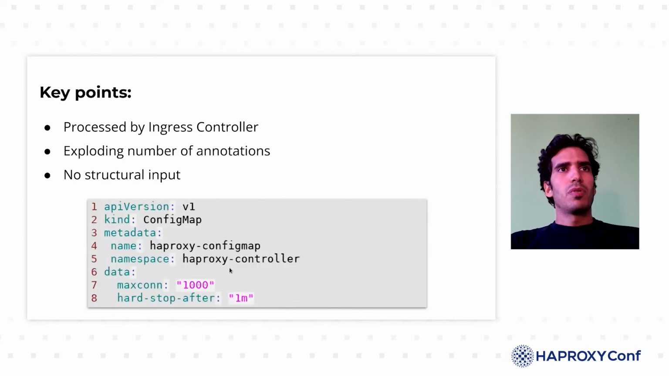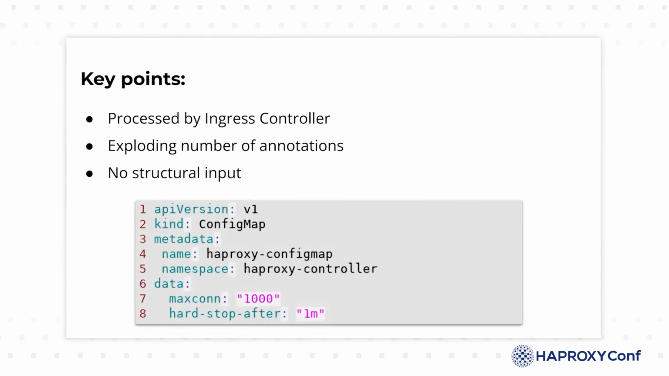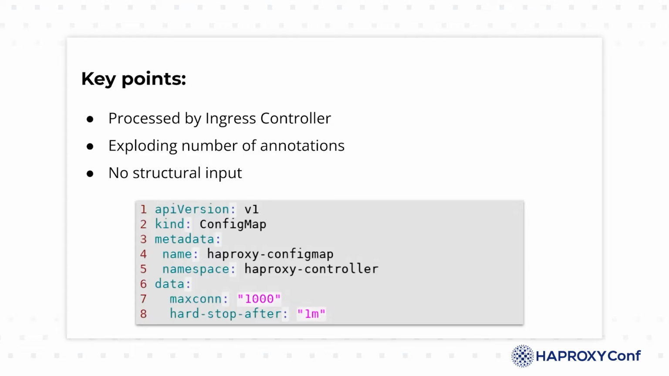For example, in this slide, we can see we have a config map to configure maxcon. Maxcon is the parameter to set the maximum number of concurrent connections in HAProxy. So it's a global option, and we set it in a config map. In the end, we can identify the following key points.